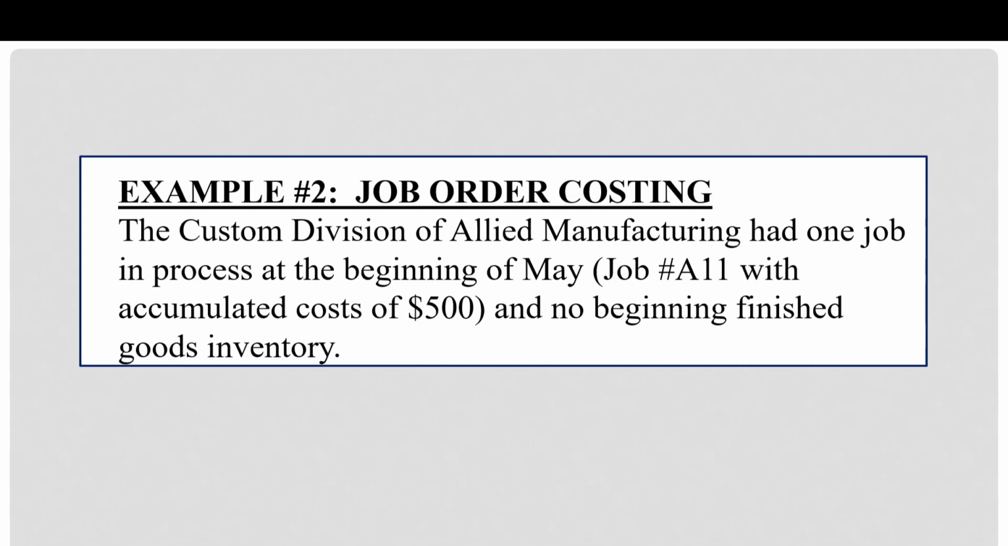All right, so recognize that this $500 of cost assigned to job A11 is made up of direct material used, direct labor, and overhead applied. We don't know the individual amounts, but we know that it adds up to $500. That was incurred last period.